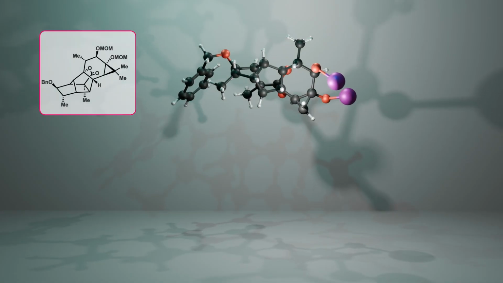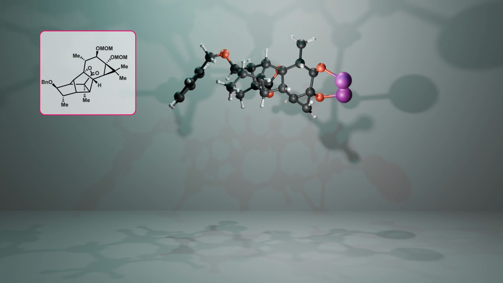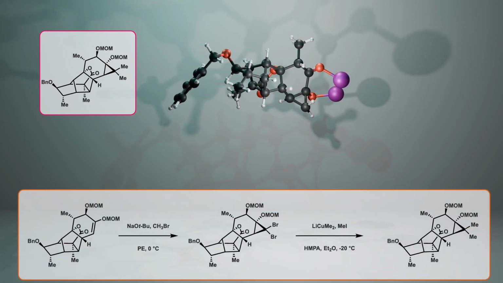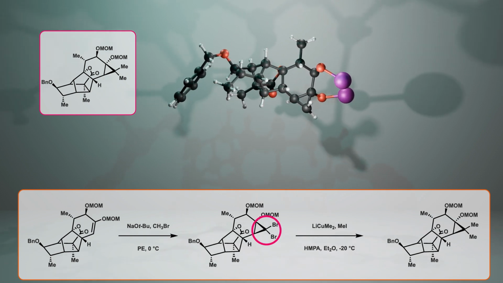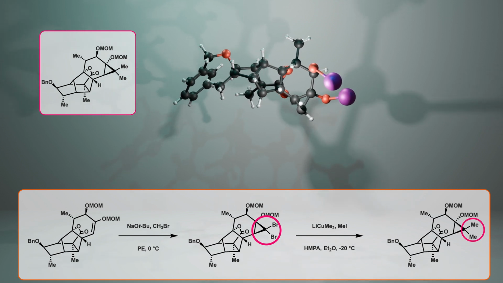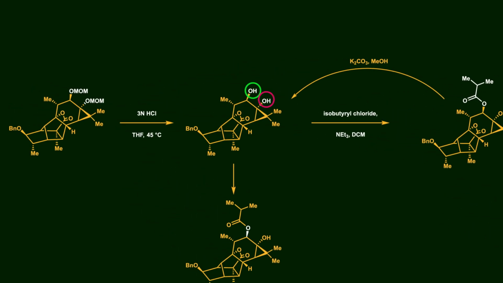Next, the direct cyclopropanation with dimethylcarbene was examined, but no reaction occurred under these conditions. As an alternative approach, treatment with CHBr3 and sodium tert-butoxide led to the installation of the dibromocyclopropane ring. In the subsequent step, two methyl groups were installed on the cyclopropane ring using lithium dimethyl cuprate and methyl iodide. To complete the synthesis, these two hydroxy groups were deprotected using HCl.